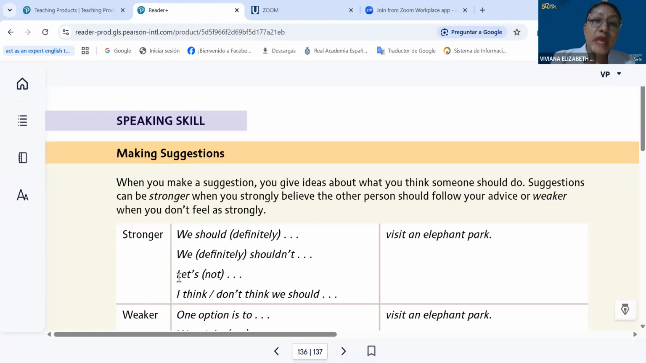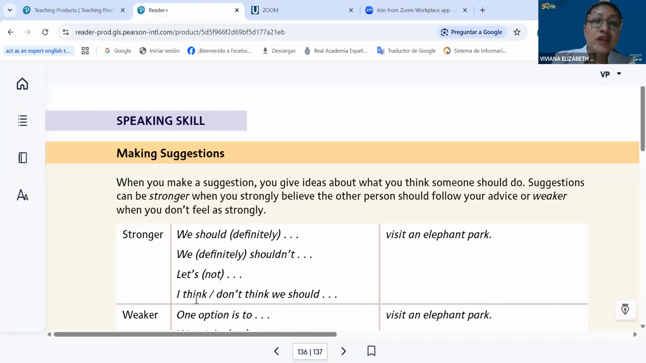And you can make affirmative and negative suggestions. Use let's and the verb in the base form for affirmative suggestions, and let's not and the verb in the base form for negative suggestions. Let's visit an elephant park. Affirmative suggestion. Negative suggestion. Notice here we only add not. Let's not visit an elephant park. Negative suggestion.